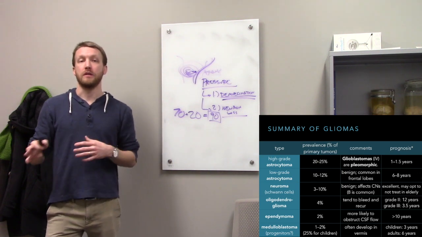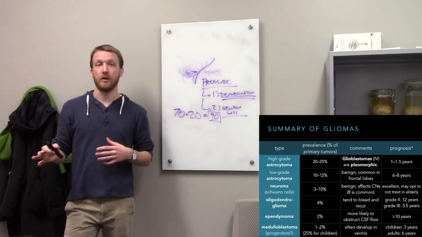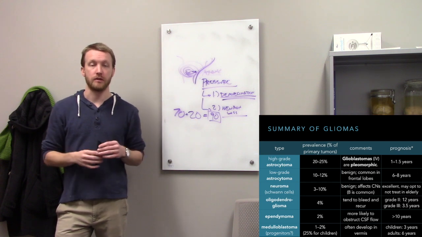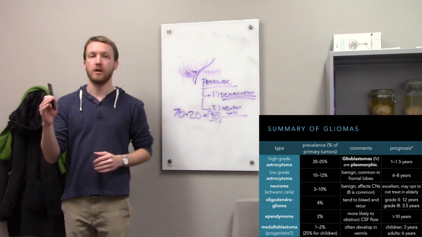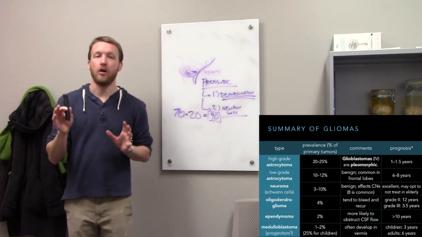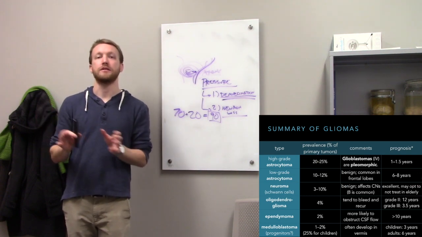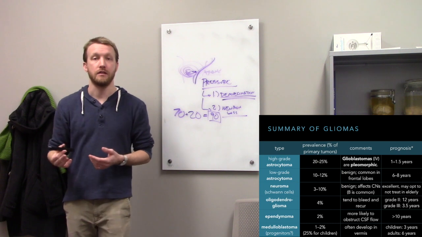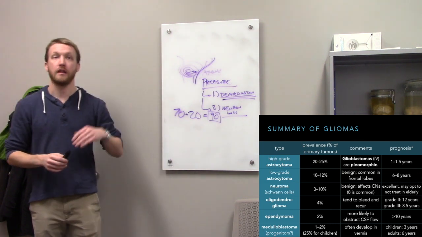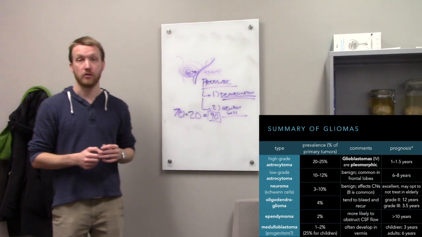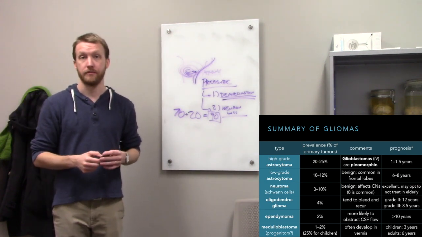Now, the medulloblastomas, we presume, are derived from neuroprogenitor cells, but we're not sure yet. These are the least likely in adults, but they're a lot more common in children. And these are often going to affect the cerebellum. So ataxia is a common symptom here for medulloblastoma. And like the rest of the gliomas, except for neuromas, prognosis is not great.